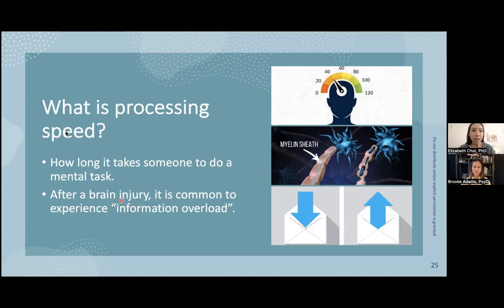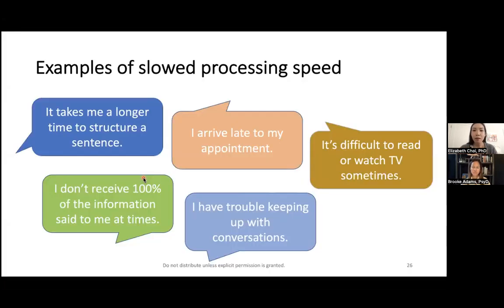After a brain injury, it is common to experience information overload. What that means is our brain actually, every second, receives incoming information and processes outgoing information as well. So we have some examples here. One example of slowed outgoing processing speed could be this blue bubble, where it says it takes me a longer time to structure a sentence or to write things out.